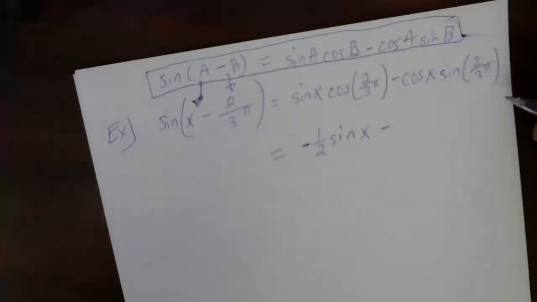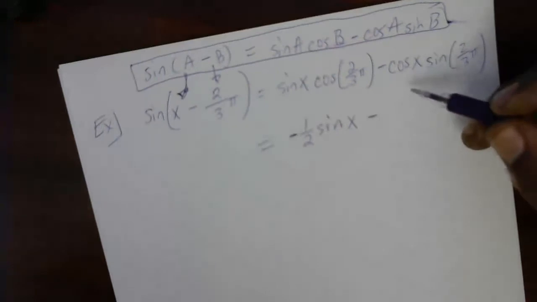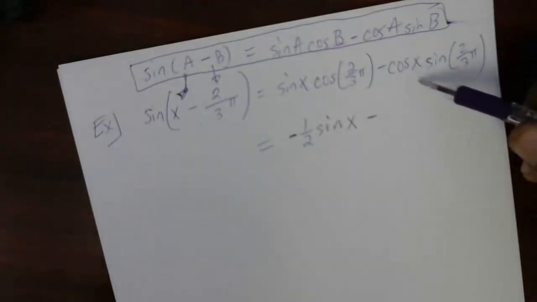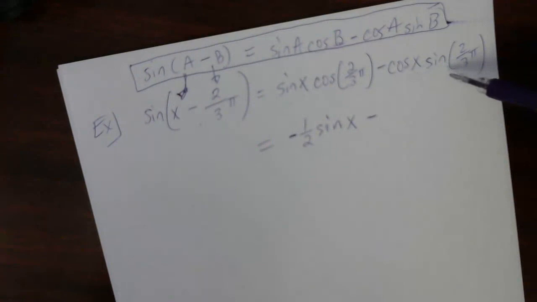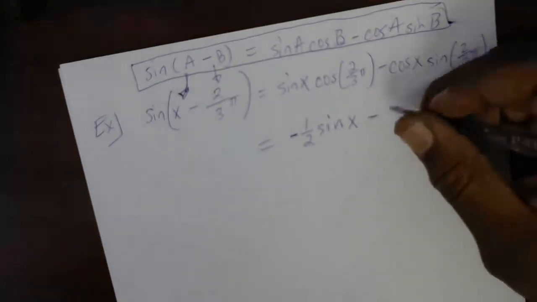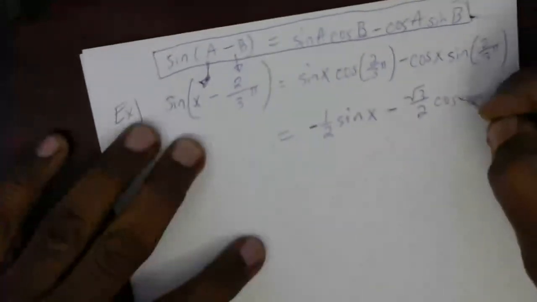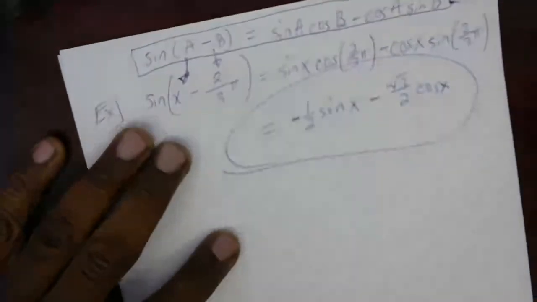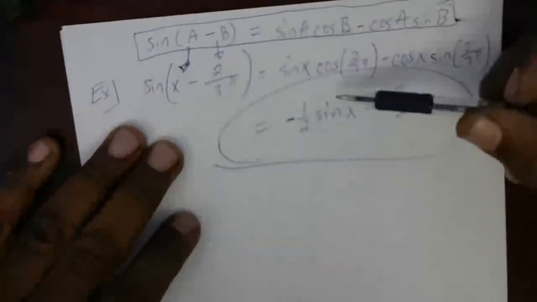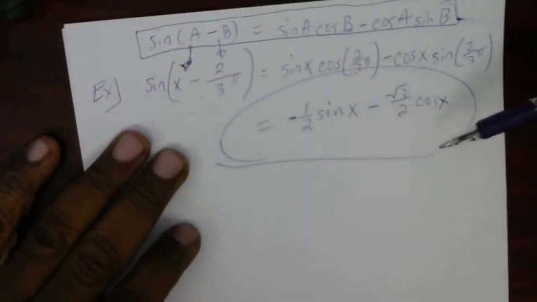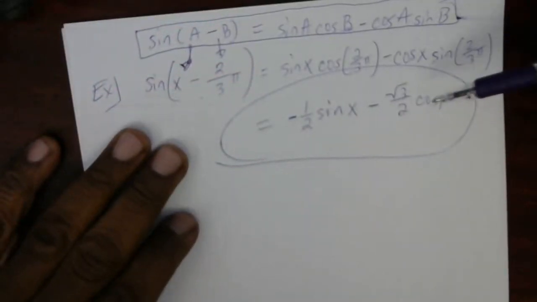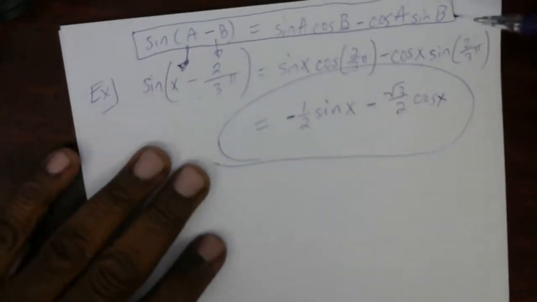Minus, I'm just going to bring that down. Here again, I can't evaluate the cosine of x because this x angle is unknown. However, I can evaluate the sine of 2 pi over 3. Using your unit circle function values chart, the sine of 2 pi over 3 is square root of 3 over 2. And this is as far as we can go. So that solution is negative 1/2 times the sine of x minus the square root of 3 over 2 times the cosine of x.